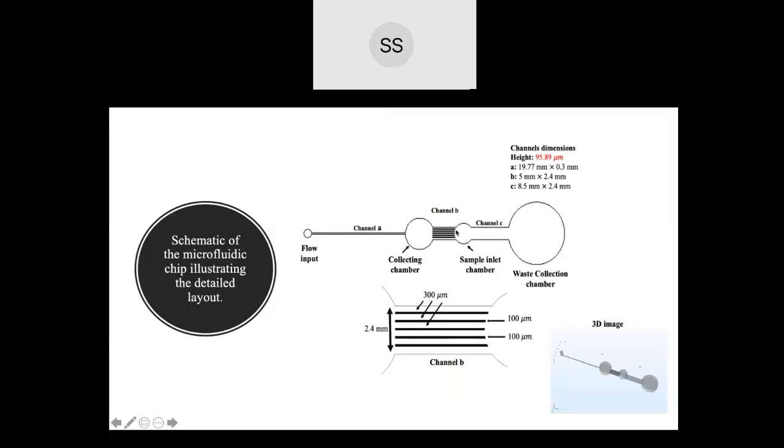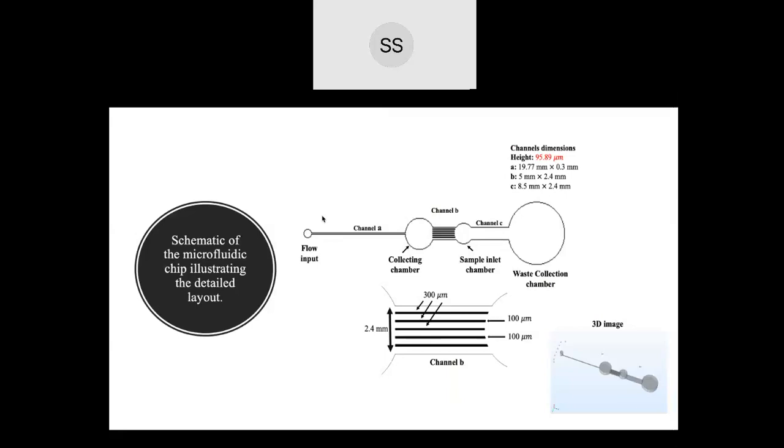This is a sample inlet chamber where a small amount of semen sample is introduced, and this is the flow input chamber where a small amount of flow is introduced, and the flow is from the collecting chamber towards the sample inlet chamber. Once a sample is introduced in the sample inlet chamber, the chip is incubated for an hour.